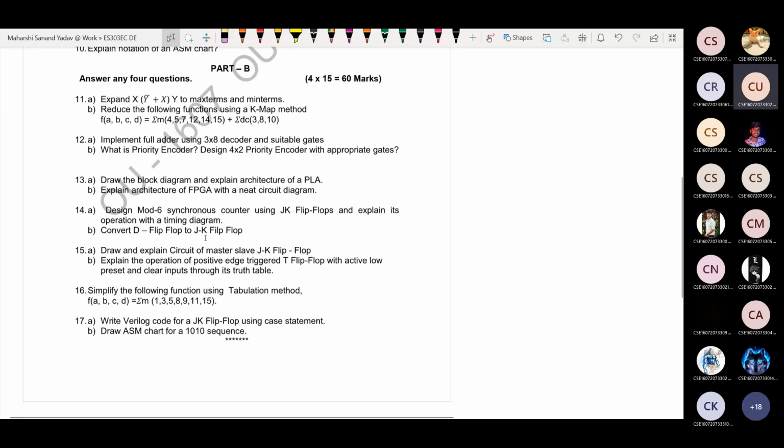Next, convert D flip-flop to JK flip-flop. Fourteenth B, convert D flip-flop into JK flip-flop.